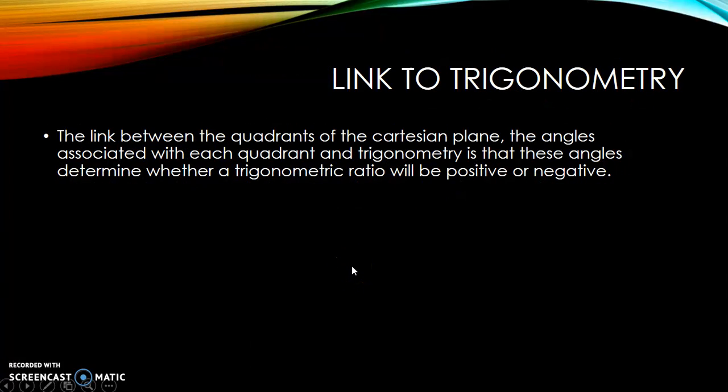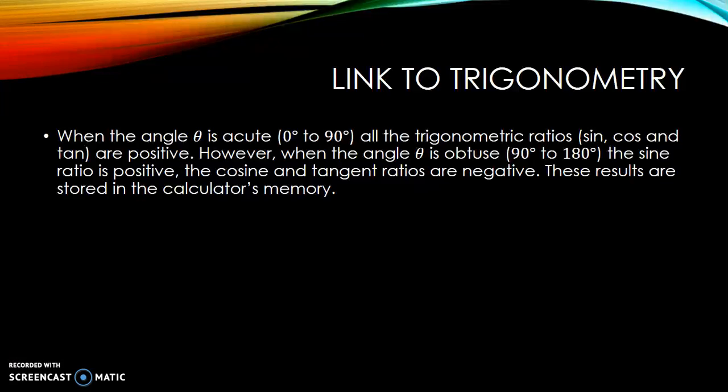The link between the quadrants of the Cartesian plane, the angles associated with each quadrant, and trigonometry is that these angles determine whether a trig ratio will be positive or negative. So when the angle theta is acute, between 0 degrees and 90 degrees, all the trig ratios, sine, cos, and tan, are positive. However, when the angle is obtuse, so it's in that second quadrant between 90 degrees and 180 degrees, the sine ratio is the only one that is positive. The cos and tan will be negative.